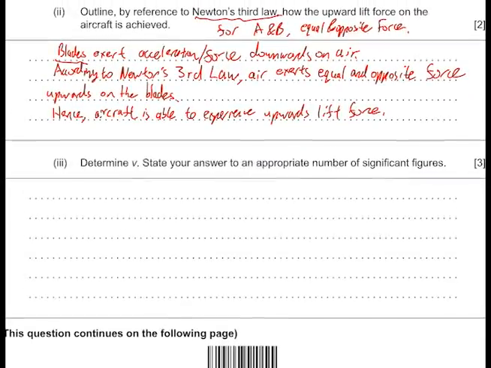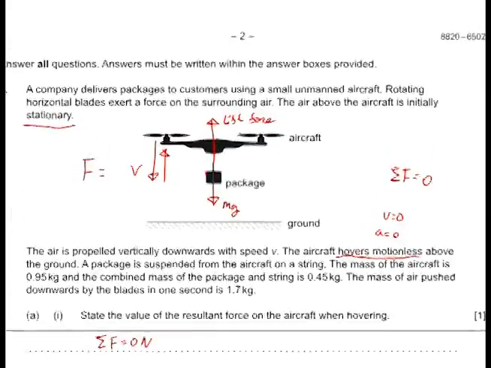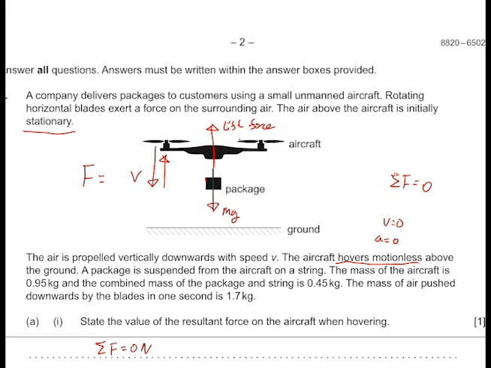Next up, we are to find V. So V is the velocity of the air that's propelled downwards. So we are trying to find this figure right here according to the appropriate number of significant figures. So previously, I just left F as blank, but now we have to use a formula regarding force in order to find V. So usually we talk about force as ma, mass times acceleration.